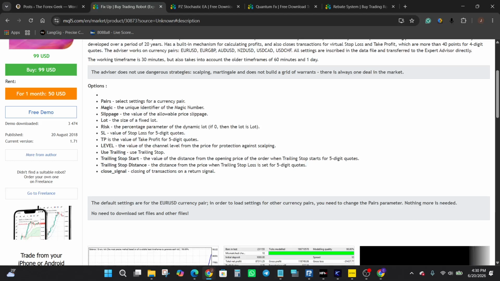Now, for trade protection, there are configurable stop loss and take profit values, along with a built-in mechanism for virtual stop loss and take profit management. The settings also include a channel level parameter designed to provide protection against scalping conditions, according to the developer's description. Additional controls include slippage settings, trailing stop functionality, trailing stop activation distance, trailing stop distance, and an option called close signal, which allows positions to be closed when a return signal occurs.